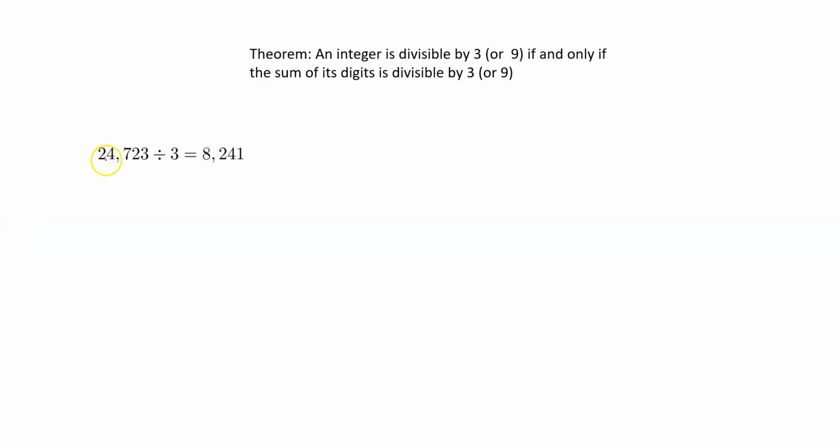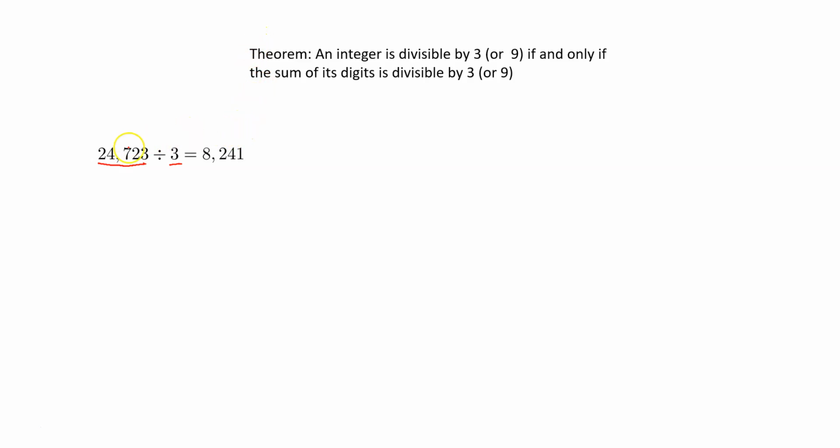If I take a big number, 24,723, and I divide it by 3, I actually get a whole number out of this. So I would be able to say that 24,723 is divisible by 3. That's what I would be able to say.